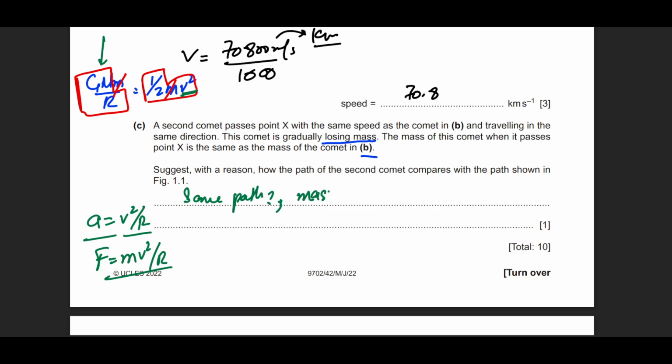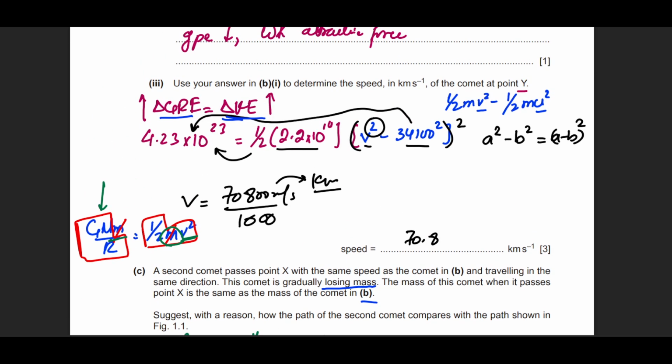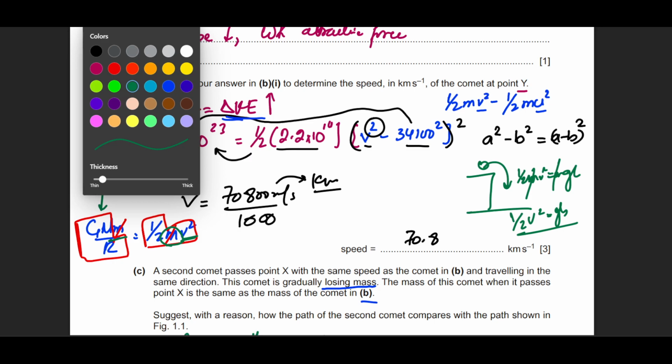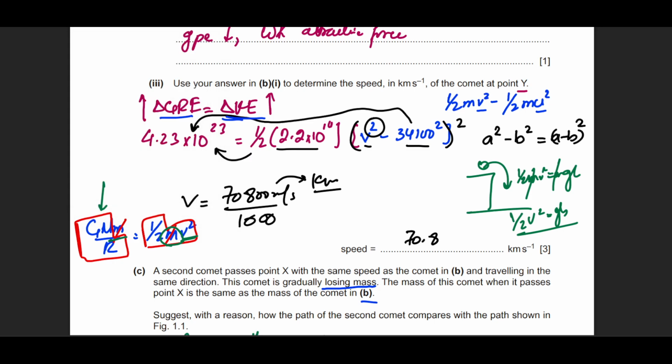Why did we reach this conclusion? Because mass has no effect or has no participation in the system. Same thing happened in O levels as well, or IGCSE as well. You throw the mass and you equate half mv square equals mgh. M cancels out and you're left with 1 over 2 v square equals gh. It does not matter what you've thrown from a height. It only matters when the air resistance is present.